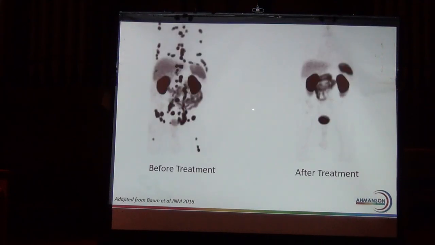So here's an example of a patient that had extensive disease and then was treated with radioligand therapy. And you can see then on the follow-up scan, all the disease disappeared. So this is the ideal case, of course, that we don't see very often.